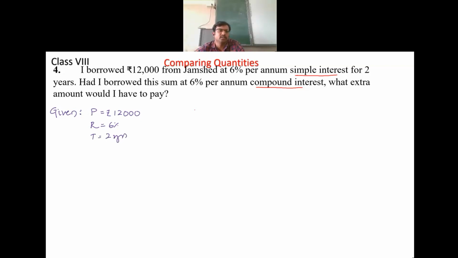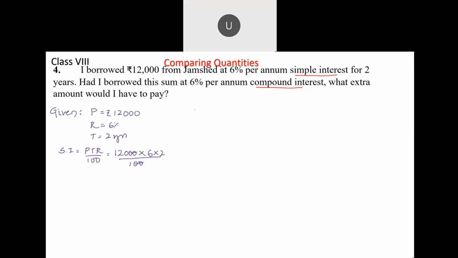To calculate the simple interest, I'll be using PTR by 100. So 12,000 into 6 into 2 divided by 100. 6 into 2 is 12. 12 12s are 144 followed by 0. So we get 1,440. This is the simple interest.